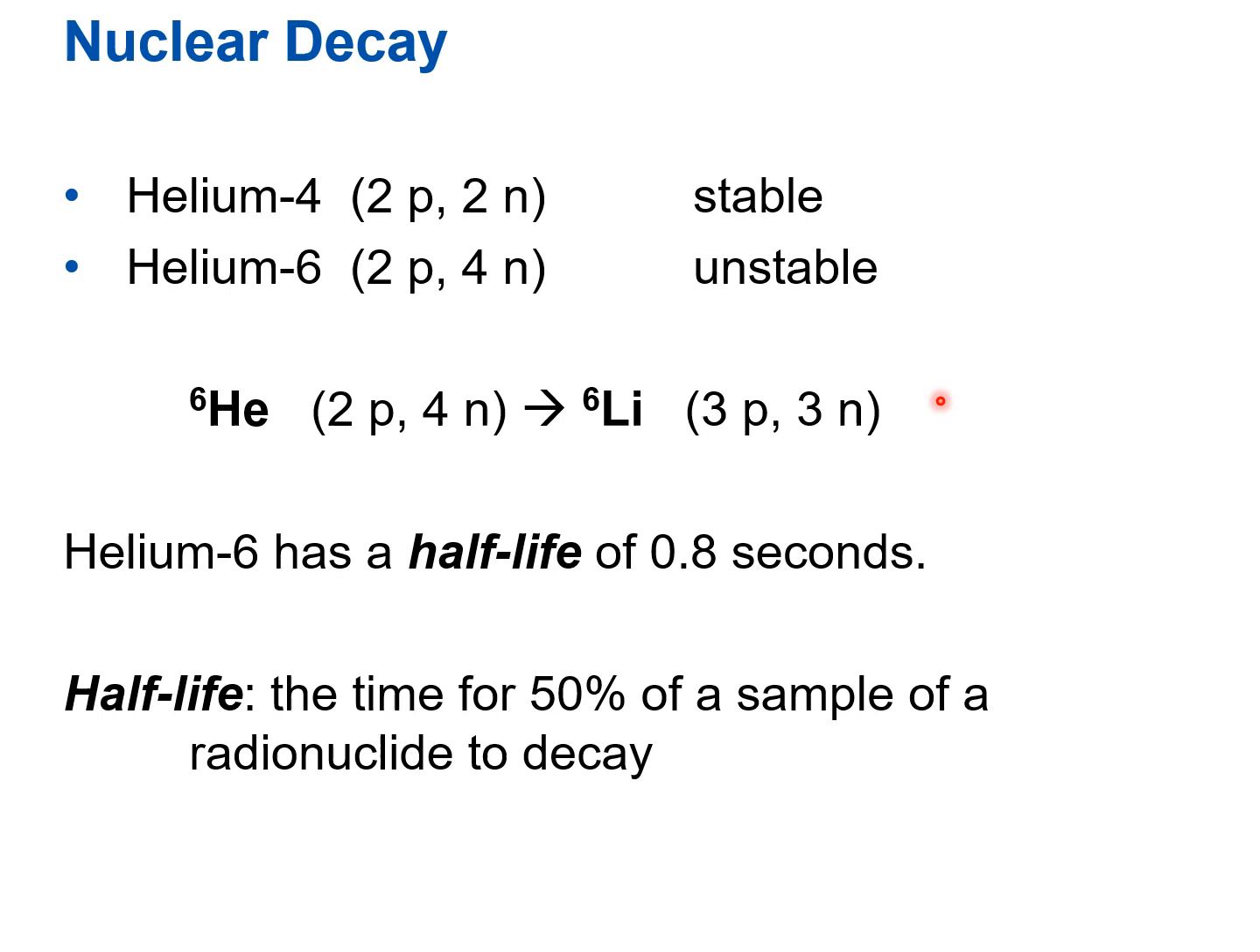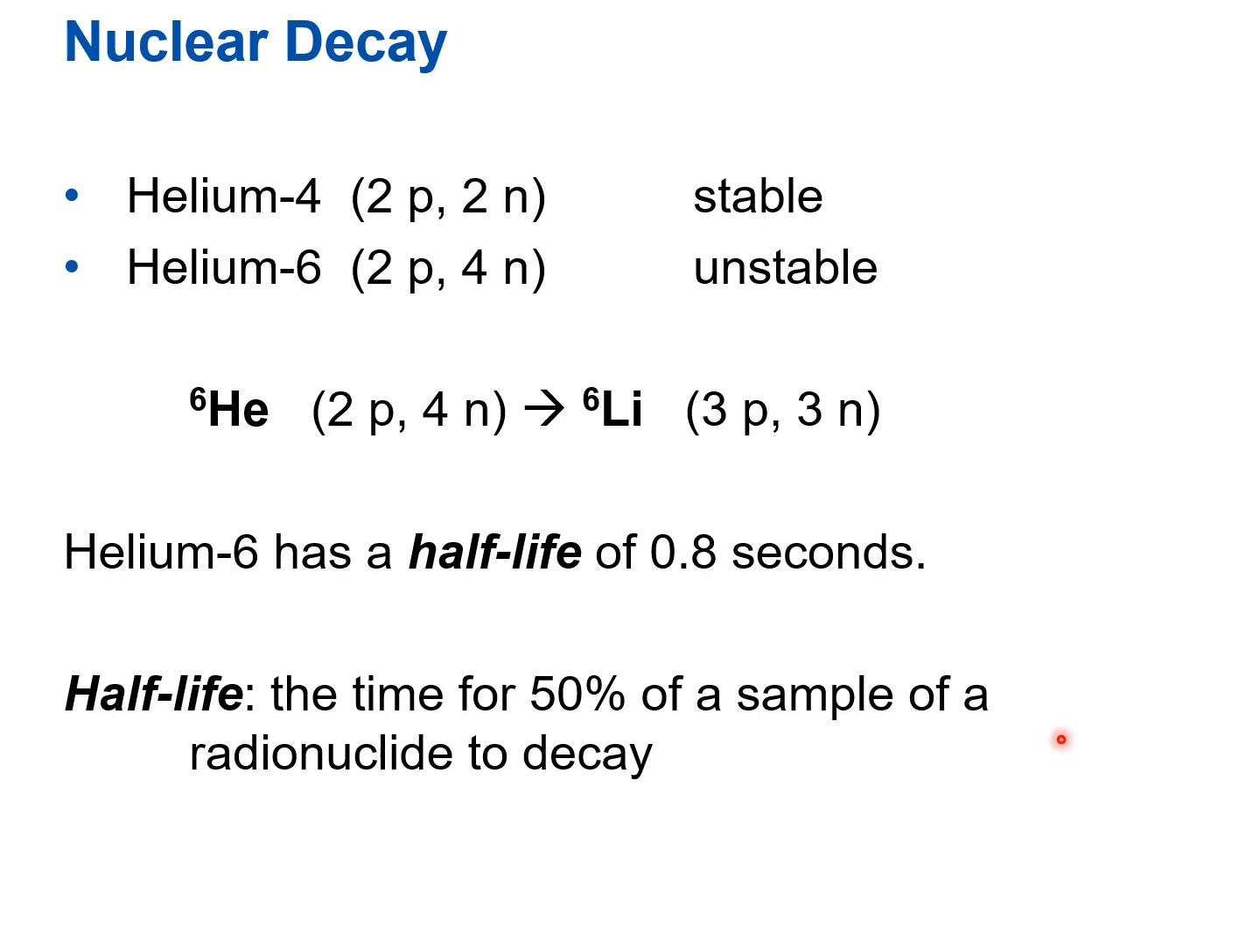Helium-6 has what's called a half-life of 0.8 seconds. Now, half-life is the time for 50% of a sample of a radionuclide to decay. So if you have a sample of helium-6, which is a very short half-life, after 0.8 seconds, half of those nuclei will have turned into lithium-6. Another 0.8 seconds go by, and half of what was left becomes lithium-6. So gradually, all of the helium becomes lithium-6.